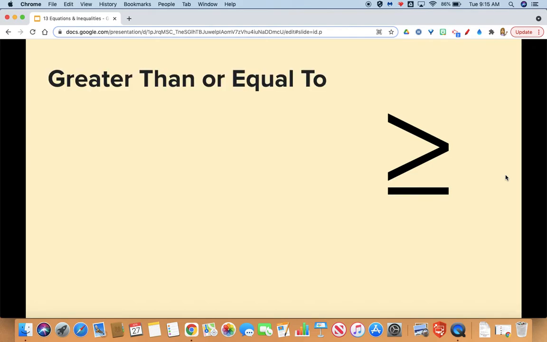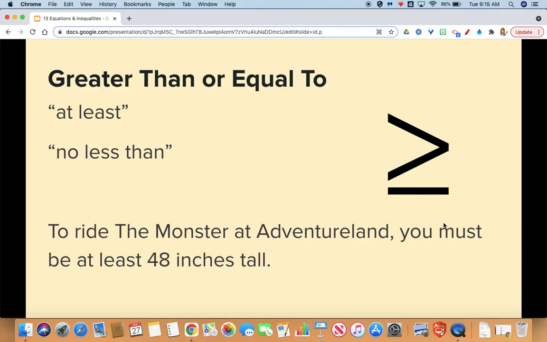These might be newer symbols for you. This looks like a greater than sign, but it has a line underneath. We call this a greater than or equal to symbol. We use this in situations where we might say something is at least or no less than. An example of a real-world situation where we might see this is to ride the monster at Adventureland, you must be at least 48 inches tall. That means you could be 48 inches, or you could be more than 48 inches.